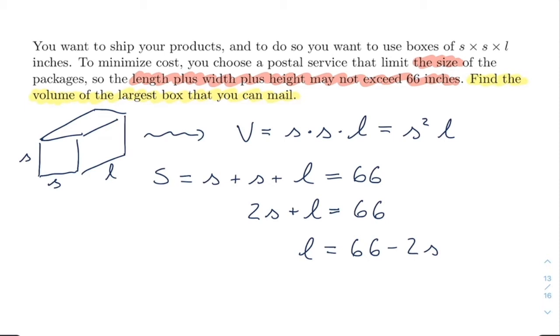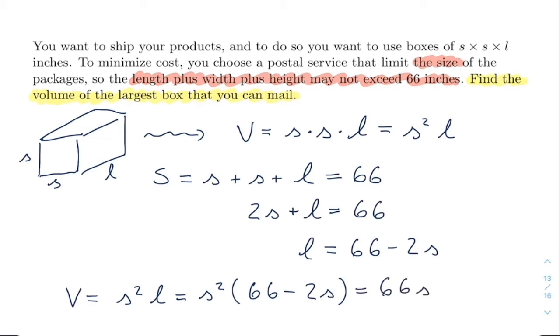And now we can use this, putting it back in our volume function. So we find that the volume is S squared times L, but we just found that L is equal to 66 minus 2S, so the volume is S squared times 66 minus 2S. We can expand this and obtain that this is 66S squared minus 2S cubed.